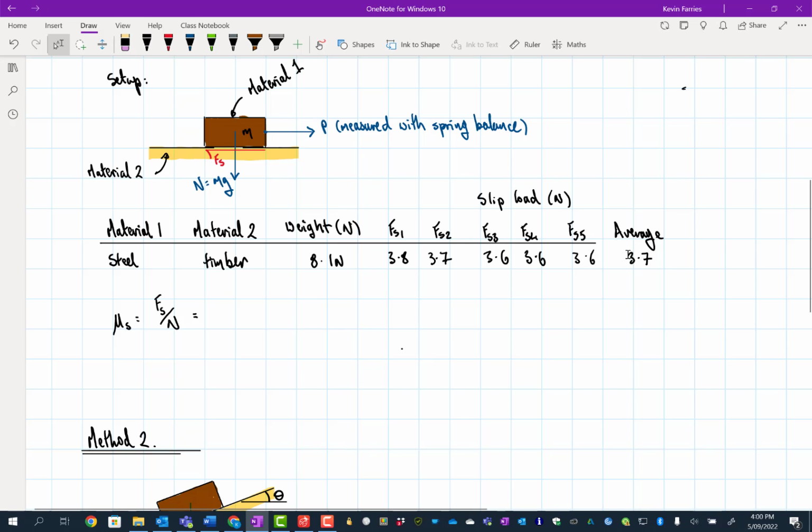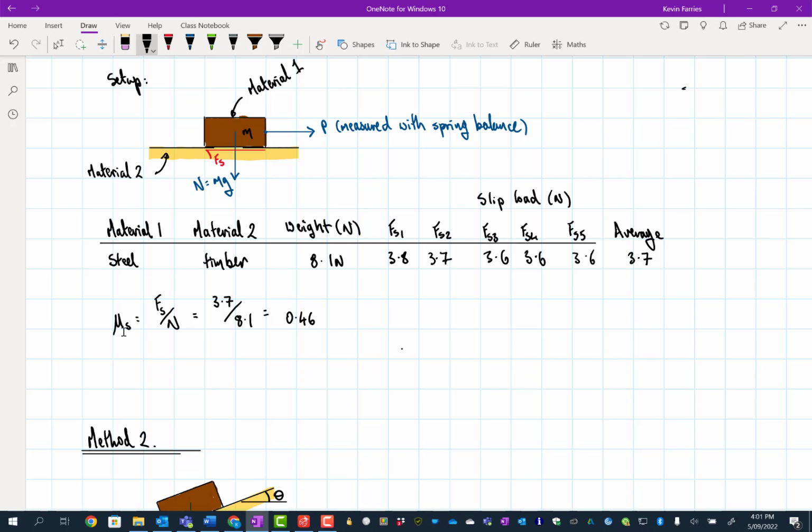So we measure that 5 times, get our average, and use that to get the coefficient of static friction. We take the average load at slips, the average maximum frictional force, divided by the normal force. So we're going to get 3.7 divided by 8.1, which is equal to 0.46. Okay, so that's the first way of doing this.